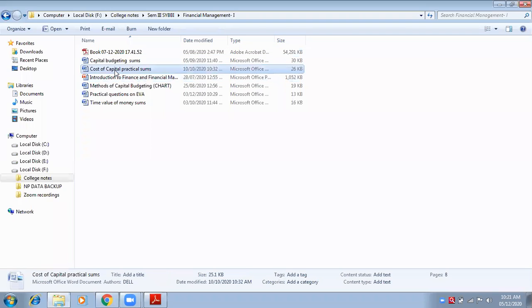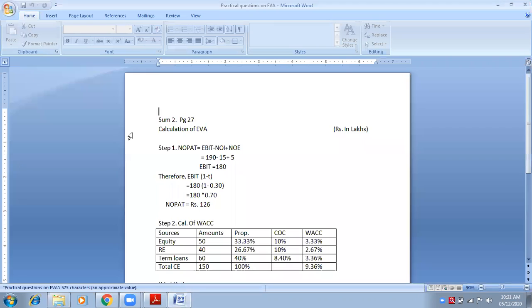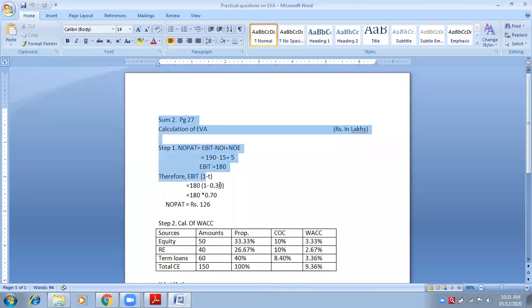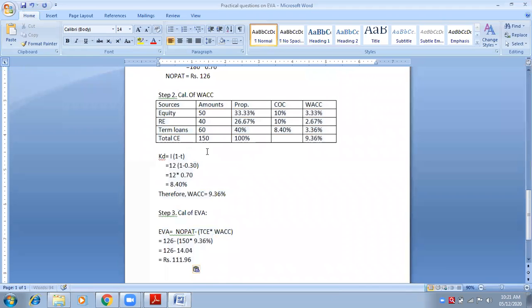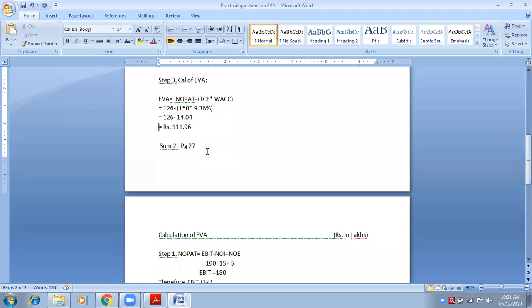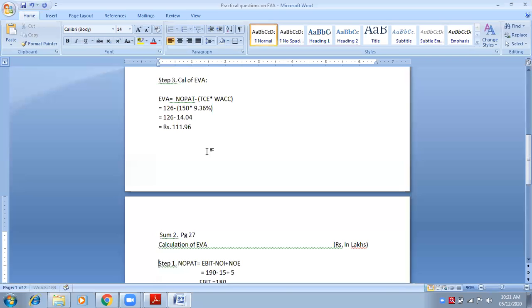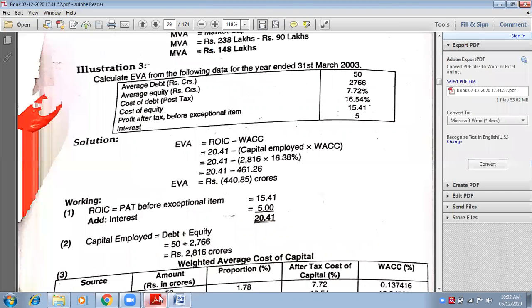So let us solve. We have again three steps. I hope you remember all three steps. Do you remember all the three steps? Yes, ma'am. Very good. This is sum number 3, page number 29.